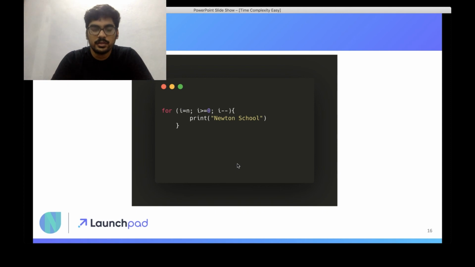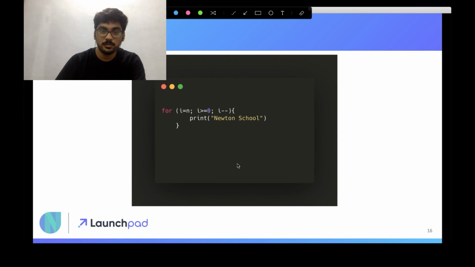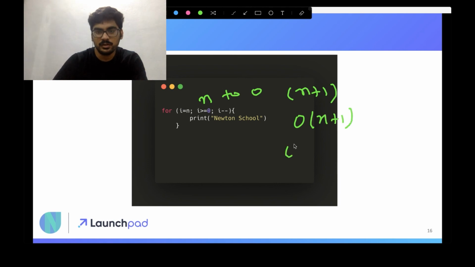Now for this problem, what do you think will be the time complexity? Any guesses? Simple. How many times is this loop run? It's a reverse loop, but still it's a loop. So this is running from n to 0, which is total n plus 1 times, right? So O(n plus 1), which is similar to O(n), right?